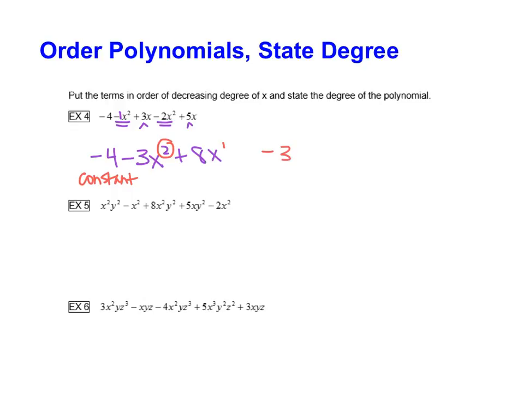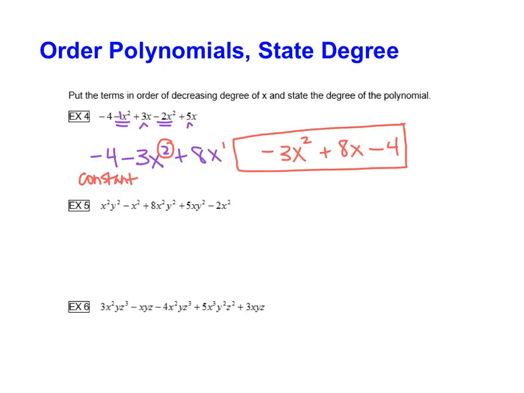So we're going to say negative 3x squared, then our x to the first power, so plus 8x, and then minus 4. And this is the proper order. This is called standard form of our polynomial.